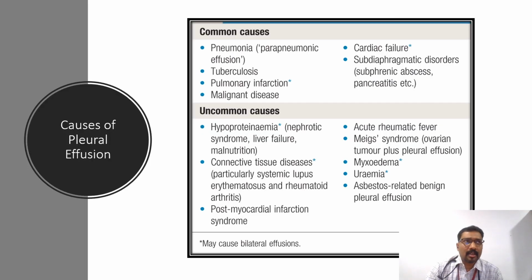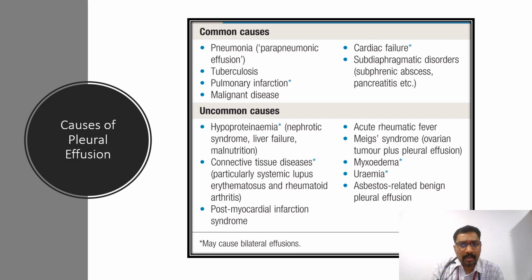So what are the causes of pleural effusion? There are different ways of actually dividing the causes between common and uncommon, as mentioned here, unilateral as well as bilateral, which is also depicted here. The ones with asterisks are causes of bilateral pleural effusions. The other way is actually to look at whether it's a transudative effusion or an exudative effusion, which we'll come into a little later.